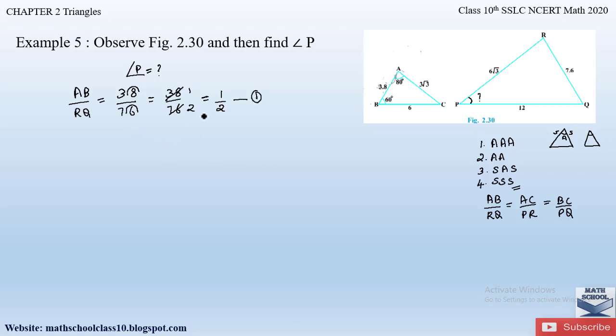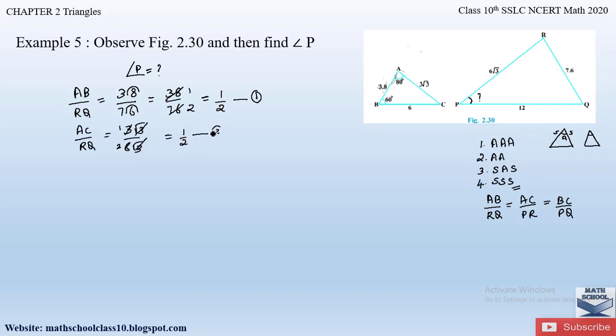Similarly, let us take the second ratio. Now let us take AC by RQ. So AC divided by RQ will be equal to, what is AC value? It is 3√3 and RQ is 6√3. So this √3 and √3 from the numerator and denominator will get cancelled. So this will be 3 one times, 3 twos are 6. So we will get again 1/2 as the ratio.